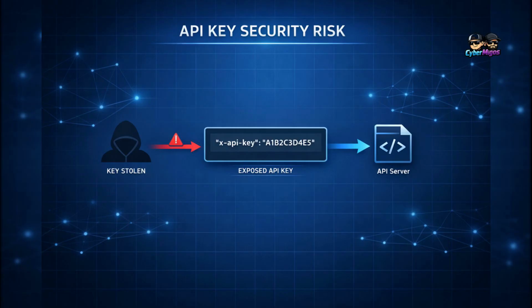API keys can become a security risk if they are exposed. If an attacker discovers a valid API key, they can send requests that look legitimate. Because the server only sees the key, it may treat the attacker as a trusted application. This is why exposed API keys can lead to unauthorized access or API abuse.